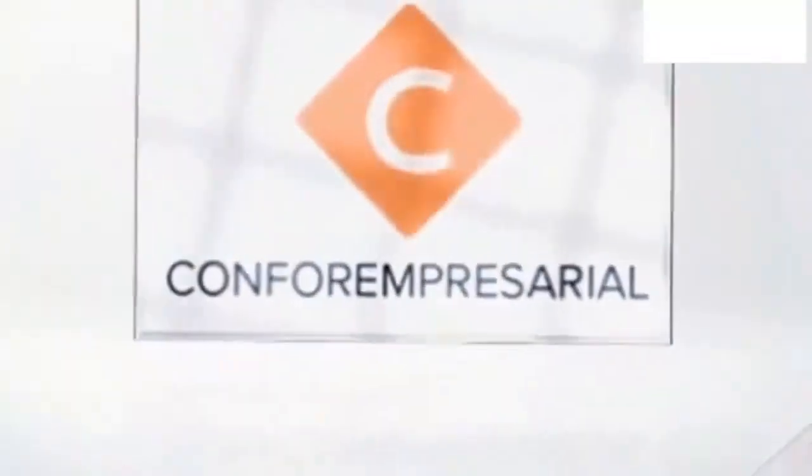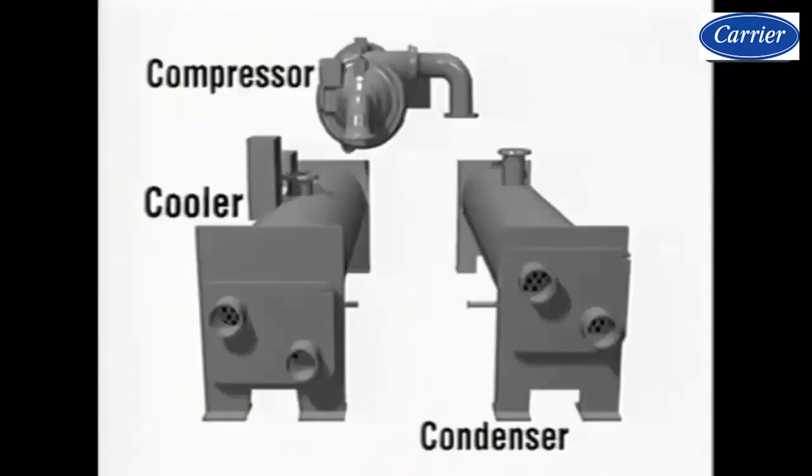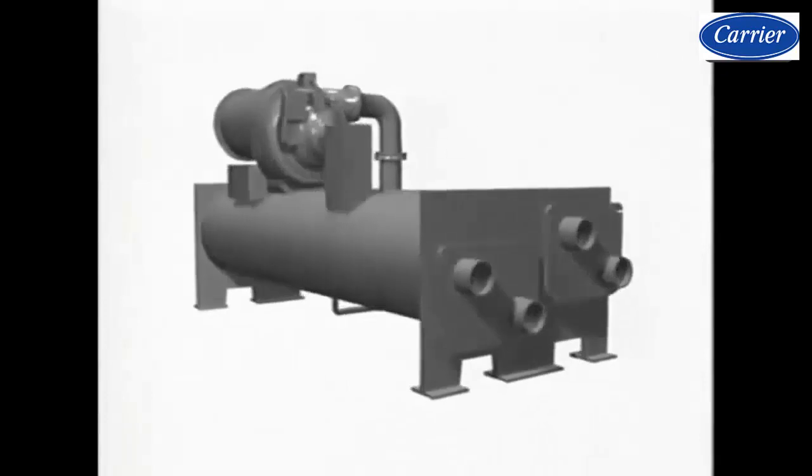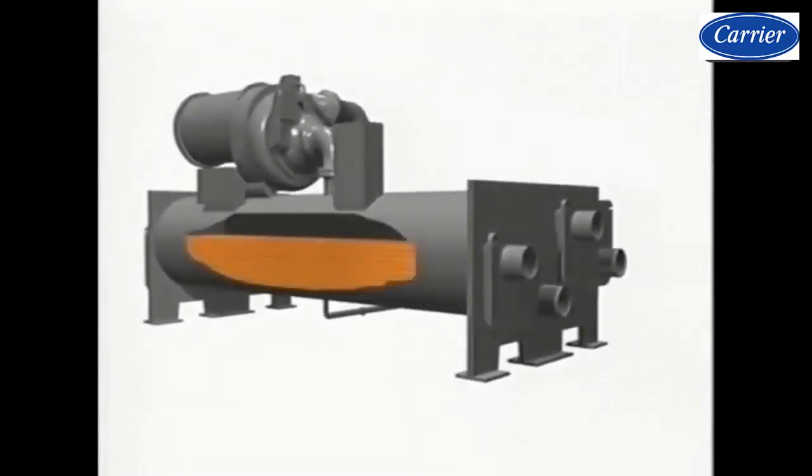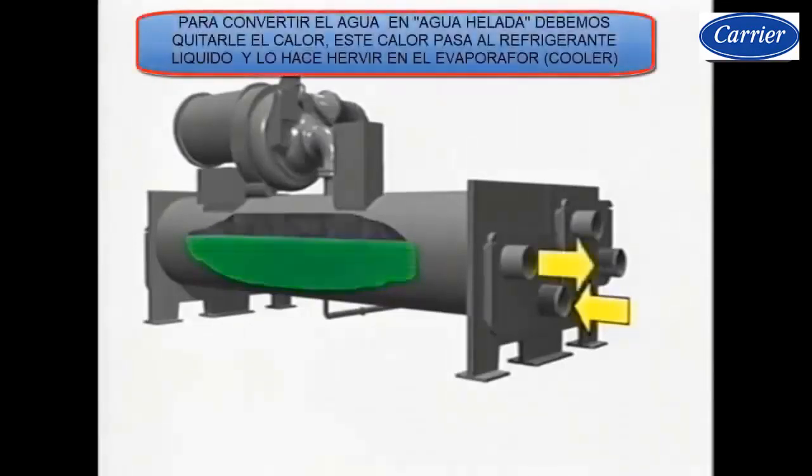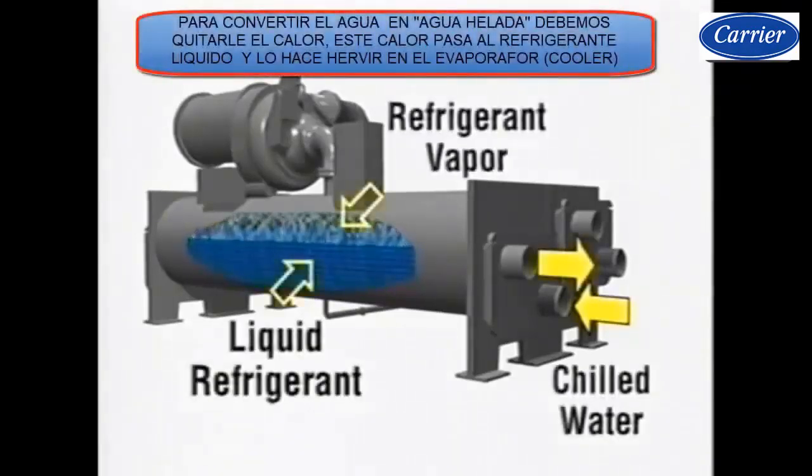Intro. In this video we are going to study the centrifugal chiller, a chiller that uses the centrifugal type compressor to compress the refrigerant. On the screen we have the animation of a chiller of this type where we can observe the process of its operation.